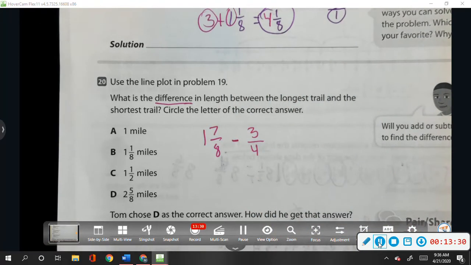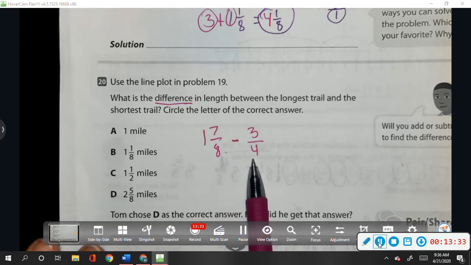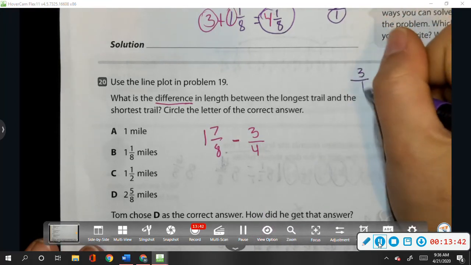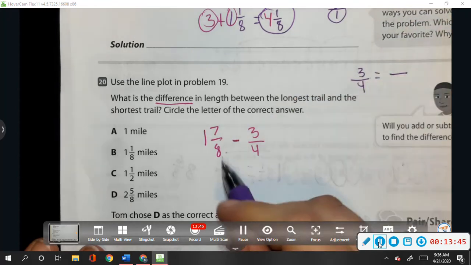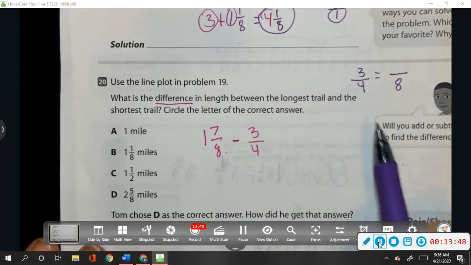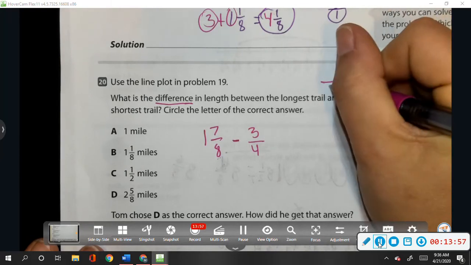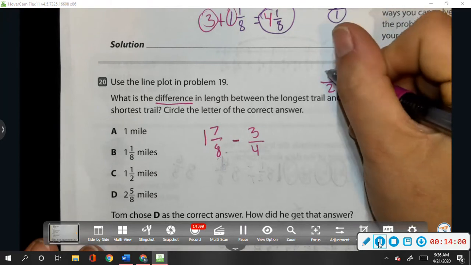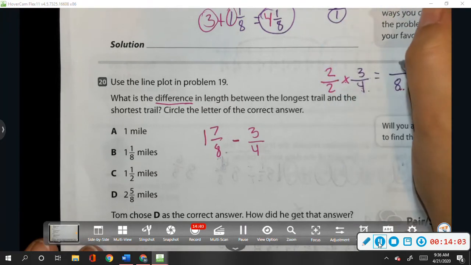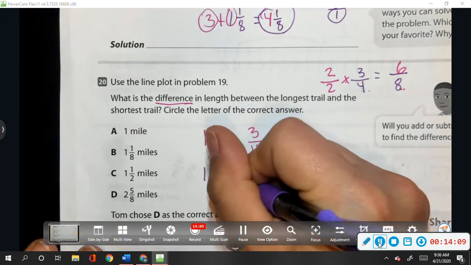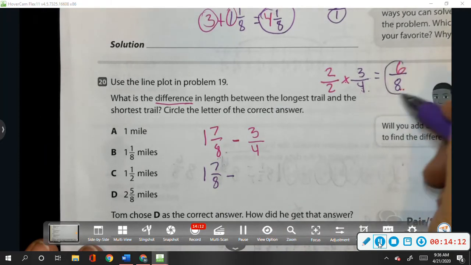Now, we have a problem here. We have two different kinds of denominators. We can't subtract fractions with different denominators. So we're going to take this 3/4 over here, and we're going to give it a denominator of 8. What do we need to multiply our numerator and denominator by in order to get 8 as a denominator? Well, 2 times 4 is 8, and whatever we do to the bottom, we must do to the top. 2 times 3 is 6. So now we have 1 7/8 minus our 6/8.